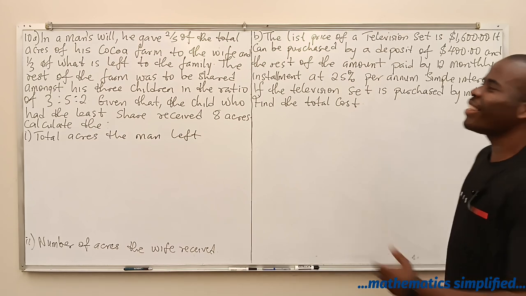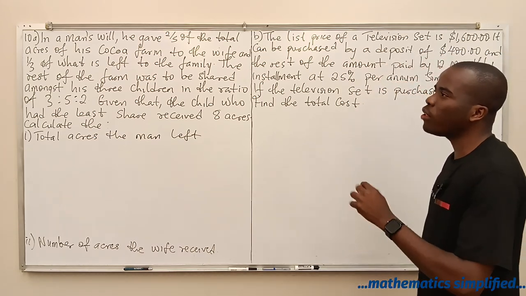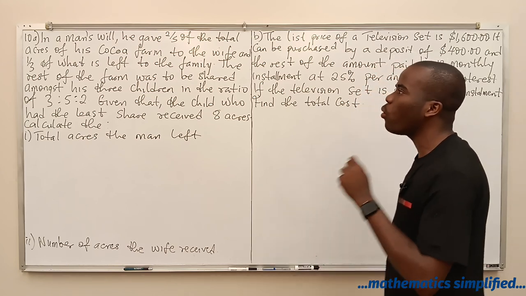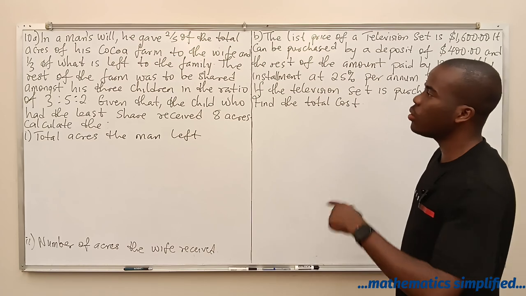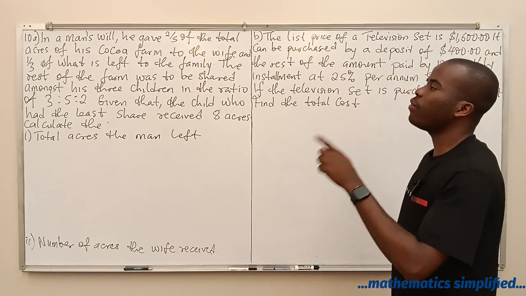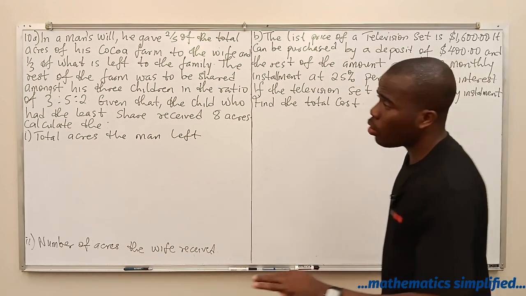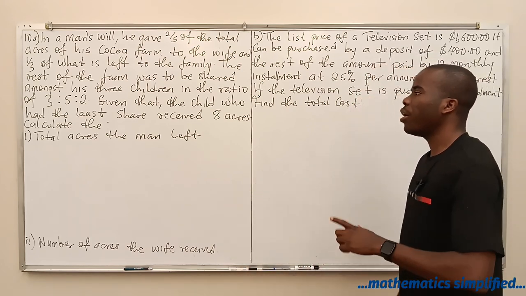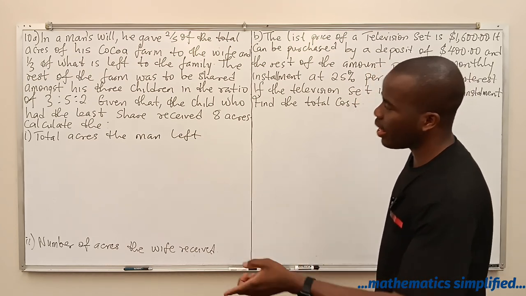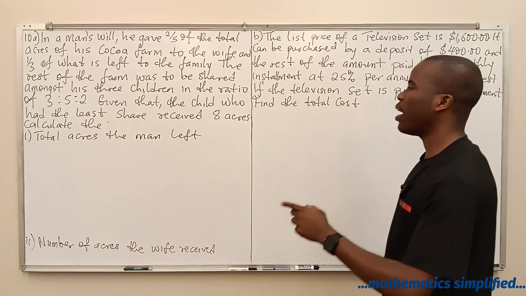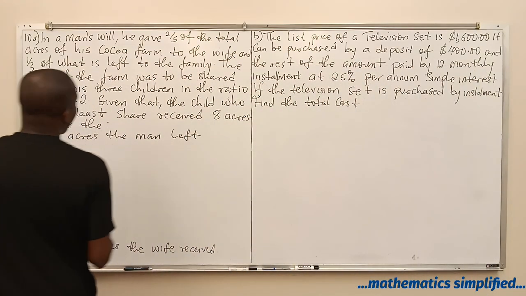Then question 10 says, in a man's will, he gave two-fifths of the total acres of his cocoa farm to the wife and one-third of what is left to the family. The rest of the farm was to be shared amongst his three children in a ratio of 3:5:2. Given that the child who had the least share received 8 acres, calculate the total acres the man left. Interesting question.